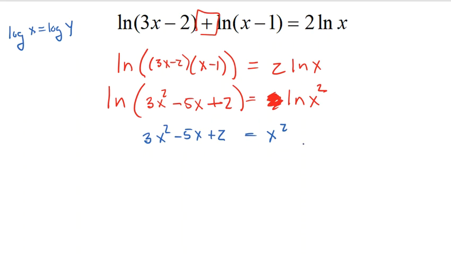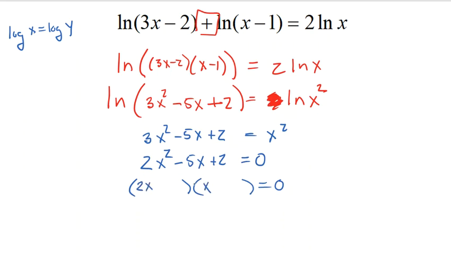So now I just got to solve this. Oh, it's a quadratic. We love quadratics. Subtract the x squared over, because you need it to be 0. 2x squared minus 5x plus 2 equals 0. Factor, or at least try to factor. A little bit of trial and error here. Notice I'm showing all my work. Highly recommend you do the same.